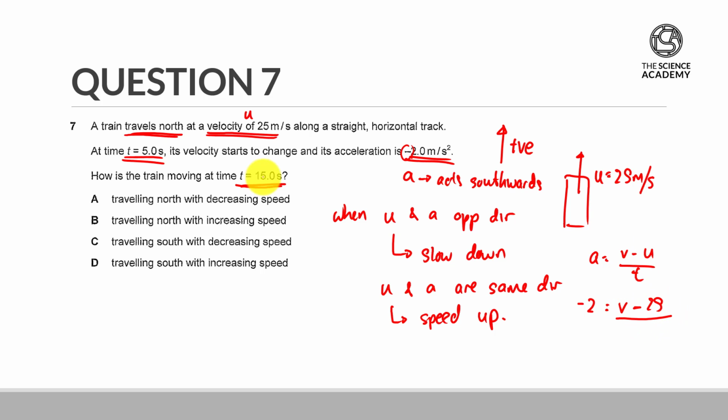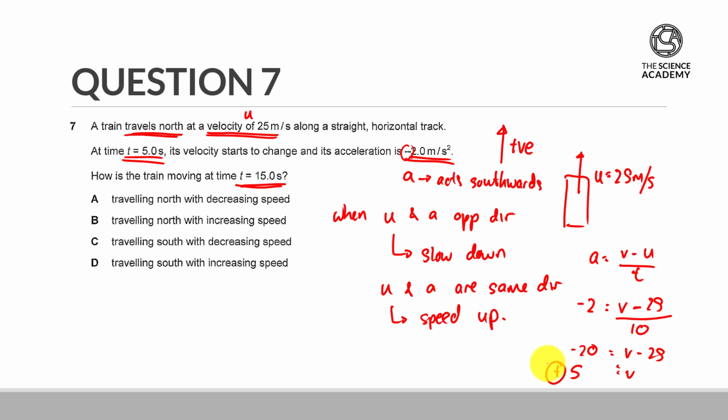Now, we shouldn't take t blindly. In fact, because we are told that this acceleration of minus 2 meters per second square is only acting between this time period from 5 seconds to 15 seconds, we need to take the difference in their time. So it's going to be 10 seconds instead. So now, when we solve for v, we have minus 20 equals v minus 25, and therefore we have v, which is positive 5.